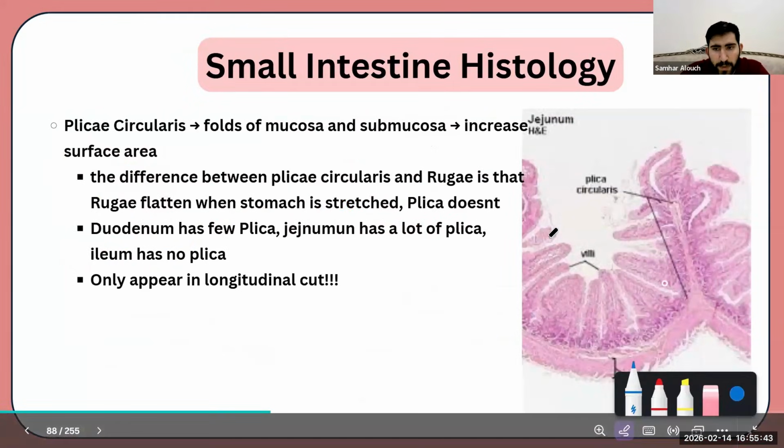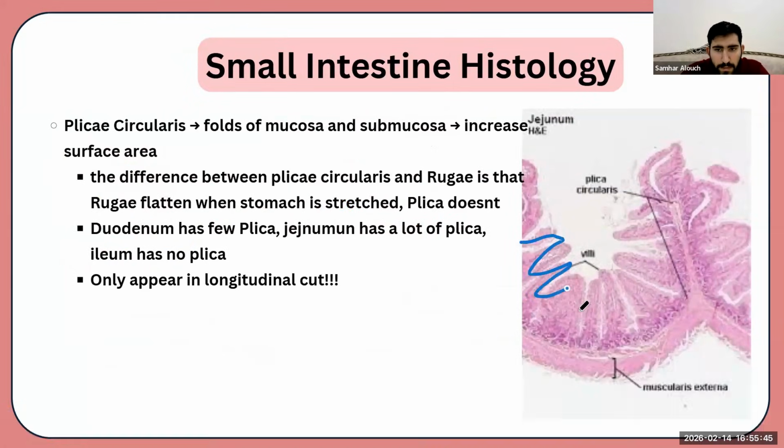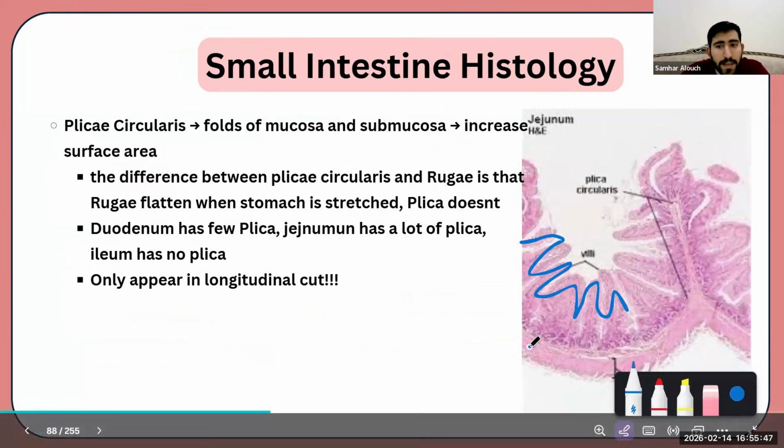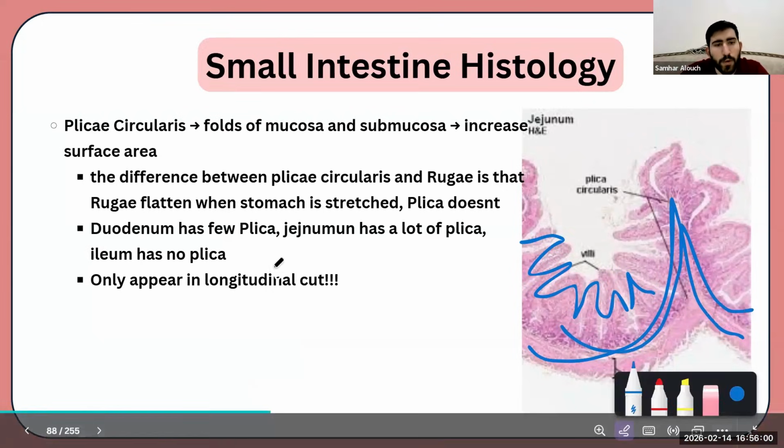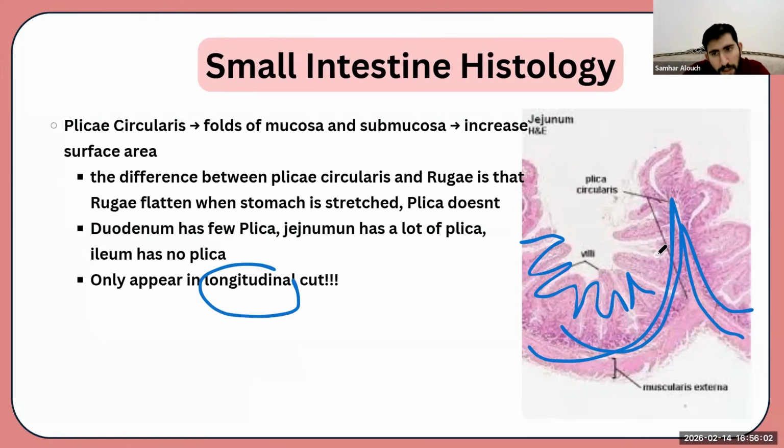This is another picture of plica circularis. So this is the villi. That's not plica circularis. Plica circularis is the whole thing being folded, okay? Not just these folds. No, the mucosa and submucosa are folded. That's plica circularis. If you wanted to flex it or stretch it, it won't, okay? That's plica circularis. It only appears in a longitudinal cut. Literally, this picture, they will bring it in the exam. What's this? Plica circularis. What's the cut? Longitudinal cut.